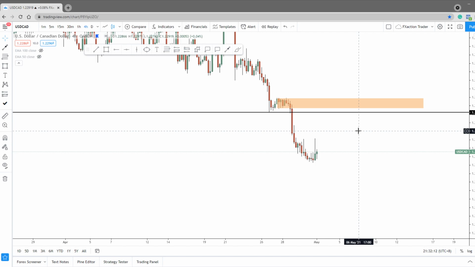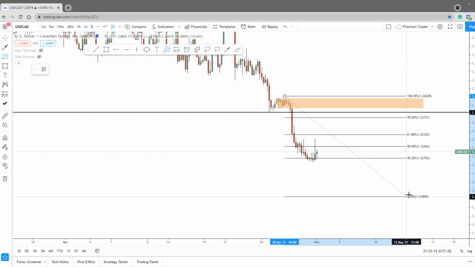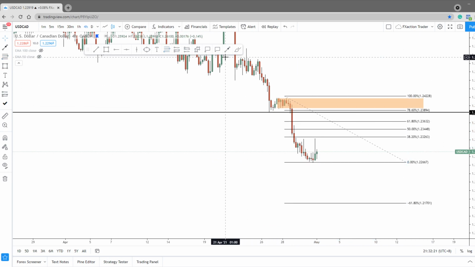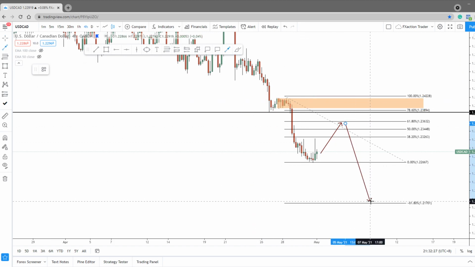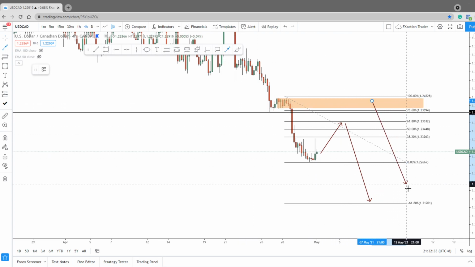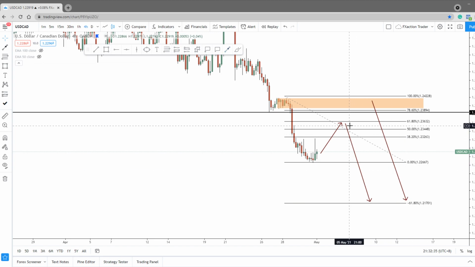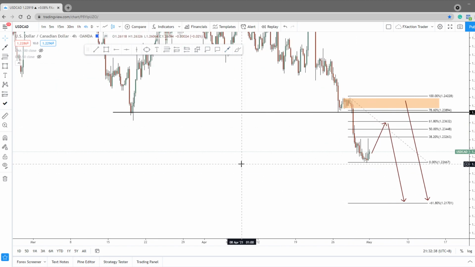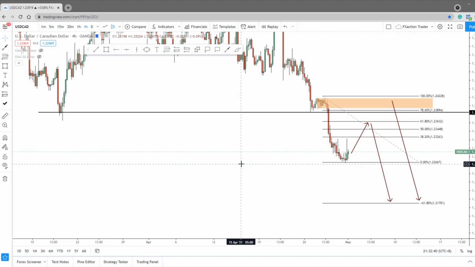Do remember that the market is always uncertain, and we always have to have a plan B. So my plan B is we can pull our Fibonacci and wait at the 50 or 61% area for a sell setup to happen, and continue to sell this pair. So this is option 1 at the resistance zone, and option 2 at the Fibonacci retracement area. So that's all for the video this week.